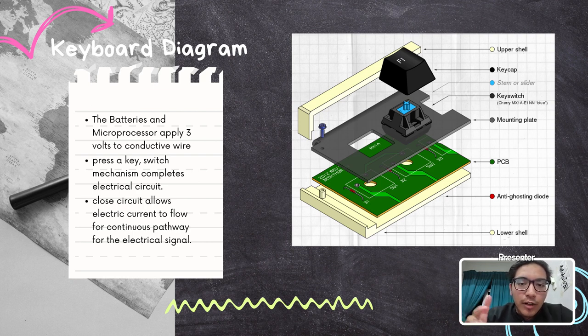Okay, so now I will explain how the keyboard works. The keyboard works by the battery and the microprocessor applying 3 volts to the conductive wire, but the circuit is not completed yet at that time. So how to complete the circuit? We need to press the key.